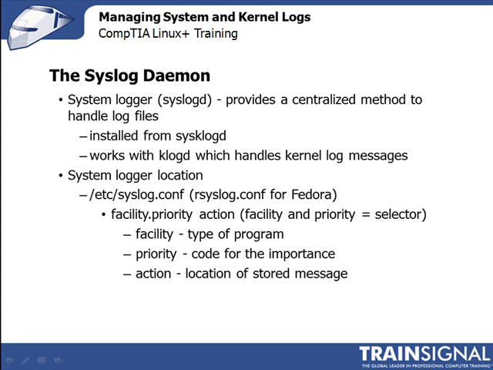The format for lines in the config file is facility.priority followed by action. Facility is the type of program, and priority is a code for the importance of the message. An action is a file, a remote computer, or another location that should accept the message. The facility and priority portion of the line is known as the selector. Let's take a look at the options on the next slide.